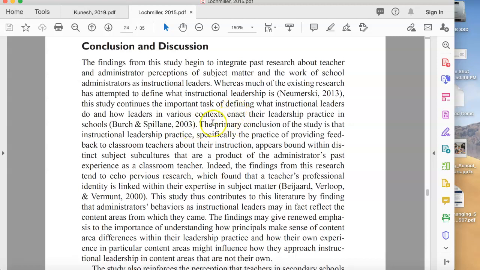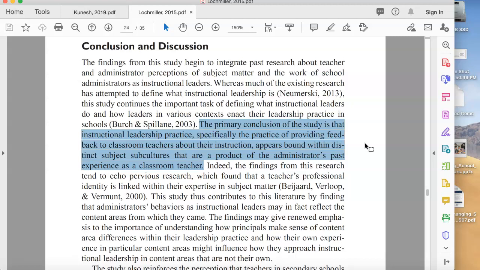So for example, he writes here, the primary conclusion of the study is that instructional leadership practice, the practice of providing feedback, appears bound within distinct subject subcultures that are a product of the administrator's past experience as a classroom teacher. What does that mean? Basically, the administrator is limited by their own content knowledge. That's really important. That's the main takeaway from this whole article. That's what you want to walk away from reading the findings section and the discussion.